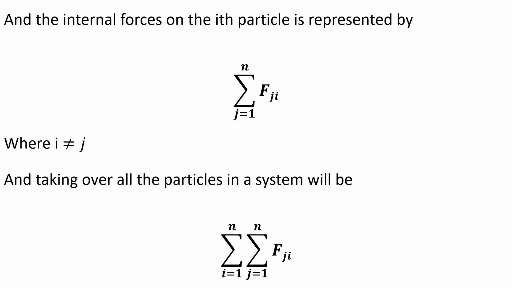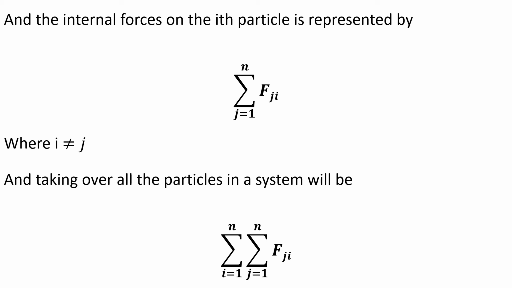Now for the internal forces on the ith particle. The ith particle means any particle in the system, represented by the summation over j equal to 1 to n of f_ji, where i is not equal to j, taken over all the particles in the system. This force is for the internal forces of the system.